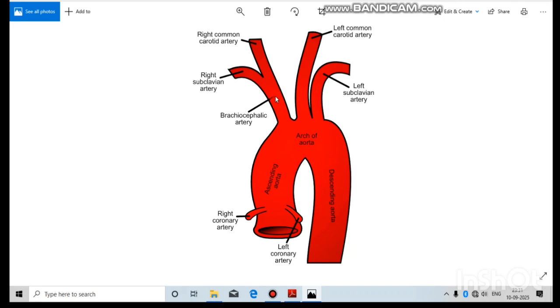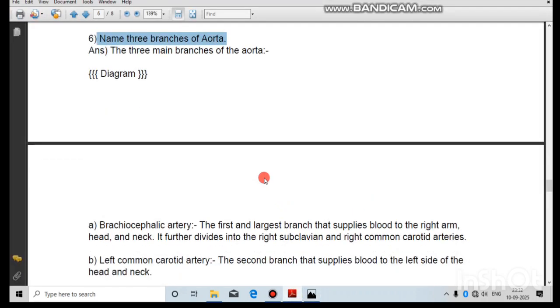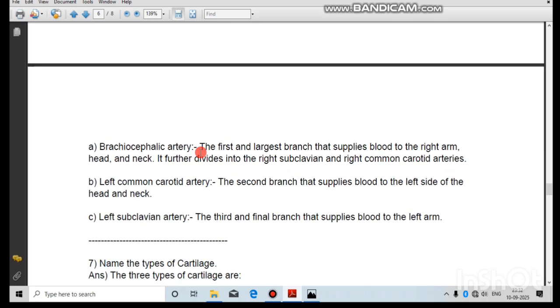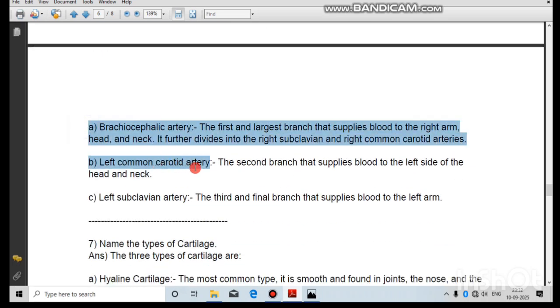The brachiocephalic artery will again divide into 2 parts. That is the right common carotid artery, which will supply our head and neck, and the right subclavian artery, which will give blood supply to our right arm. The left common carotid artery will again give blood supply to the head and neck region, and the left subclavian artery will give blood supply to our left arm. See here guys, you have to draw the diagram, then start explaining.